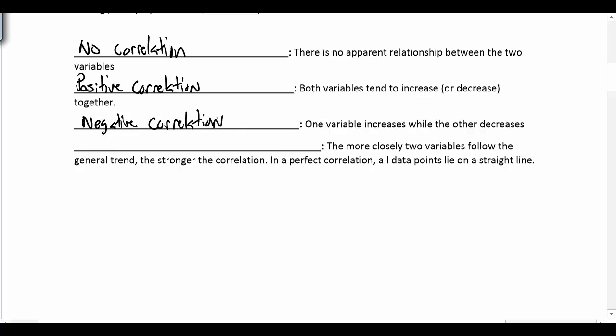Okay, the more closely two variables follow the general trend, the stronger the correlation. In a perfect correlation, all data points lie on a straight line. This is the definition for the strength of a correlation.